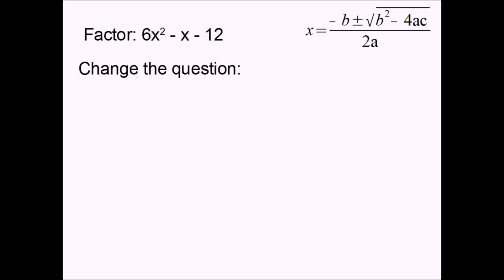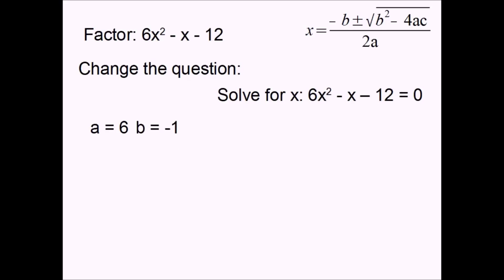So, just like last time, if we want to use the quadratic formula, we have to change the question. So here's my new question. Solve for x. 6x squared minus x minus 12 equals 0. Once again, I have made up my own problem instead of solving the one I was asked. But we can use the quadratic formula on this one. So once again, we're going to match up the letters. A is 6, B is negative 1, and C is negative 12.